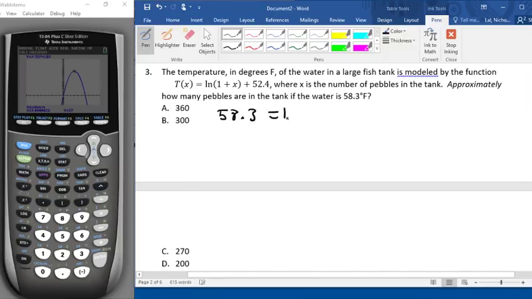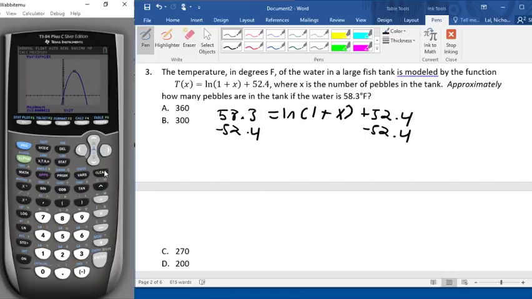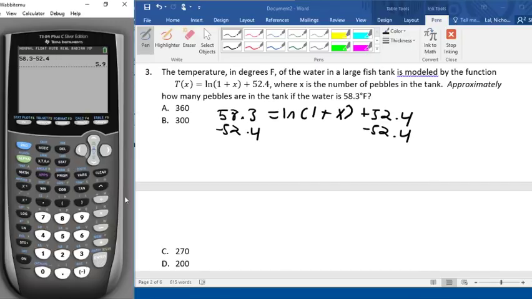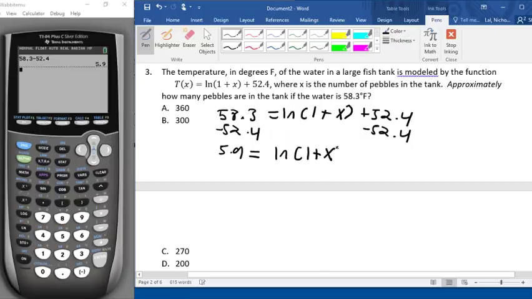58.3 is equal to the natural log of 1 plus x, plus 52.4. And our first step is to subtract 52.4 because we're trying to isolate x. So 58.3 minus 52.4, that value will be 5.9. So 5.9 is equal to the natural log of 1 plus x.